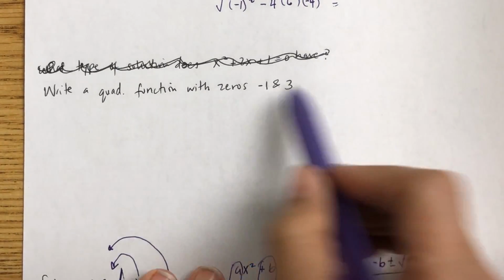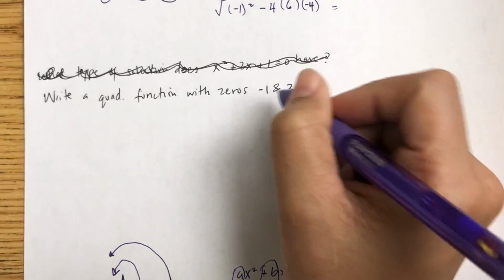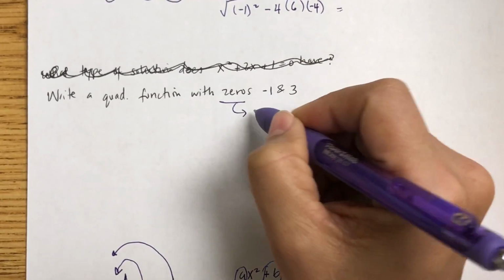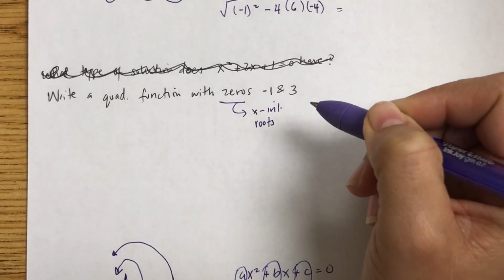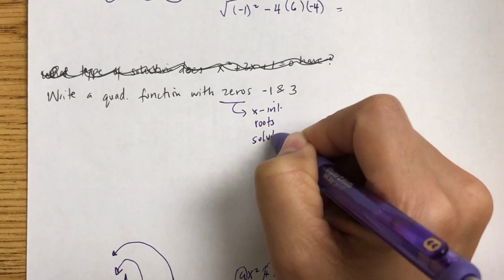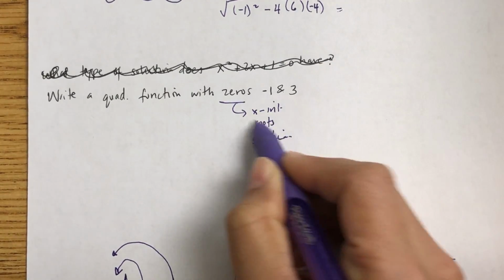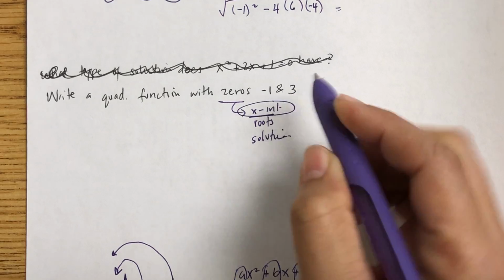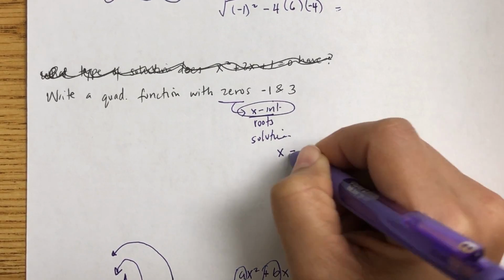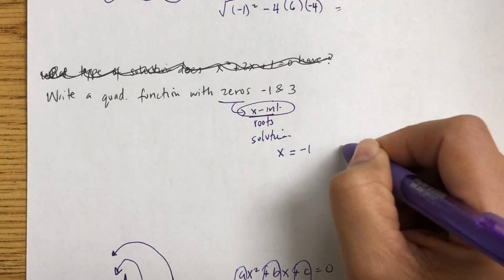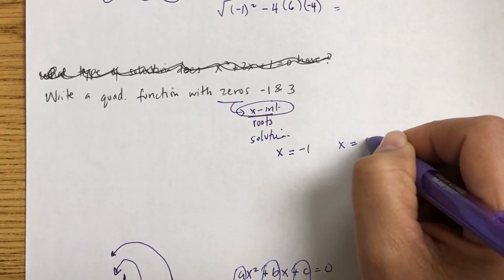All right, write the quadratic function with zeros. Remember, what are zeros? There are 4 ways of saying this. Zeros are x-intercepts, they're roots. What else is it? Solutions. All mean the same thing. So if it's the x-intercept, that means this is where it intercepts the x. So it's x equals negative 1, because it intercepts there, or it intercepts at x equals 3.